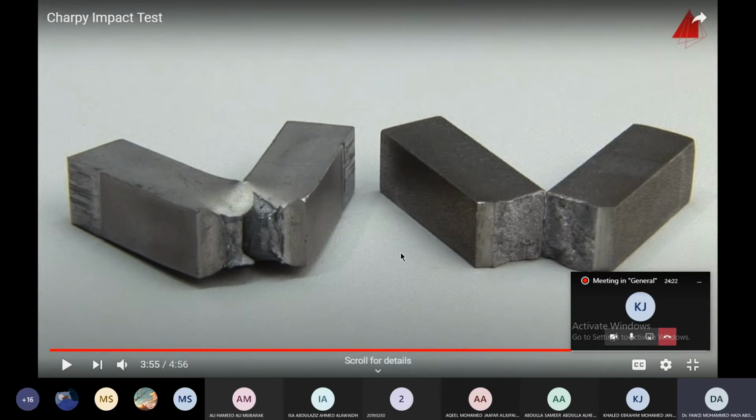Now you can clearly see that this material is a ductile material. This is a ductile failure. This is a brittle failure. Brittle materials have very low toughness compared to the ductile materials, but of course the ductile material has to be also strong in order to absorb energy.